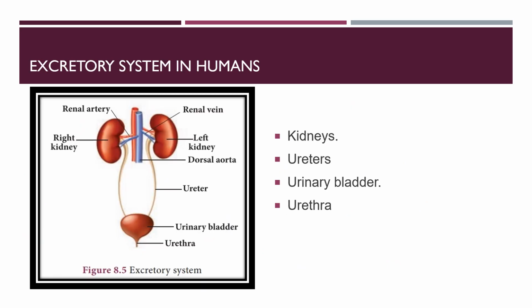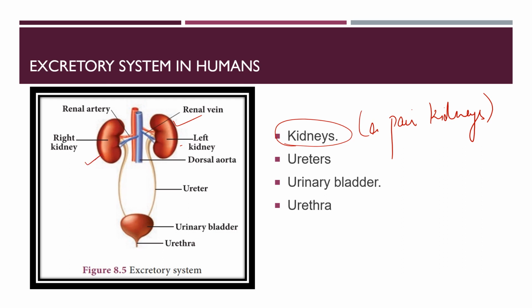Now we are here with the excretory system in humans. First we should know what the components of the excretory system in humans are. It consists of a pair of kidneys, which are the main part of the excretory system. This is the left kidney, which is slightly above the right one. So there are the right and the left kidney.